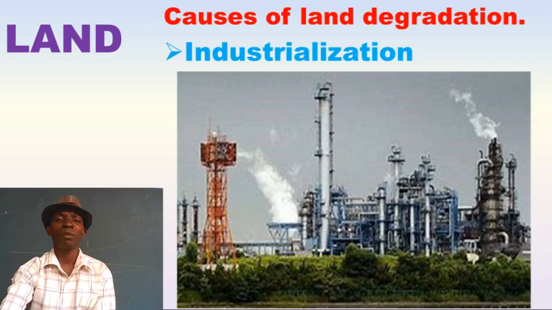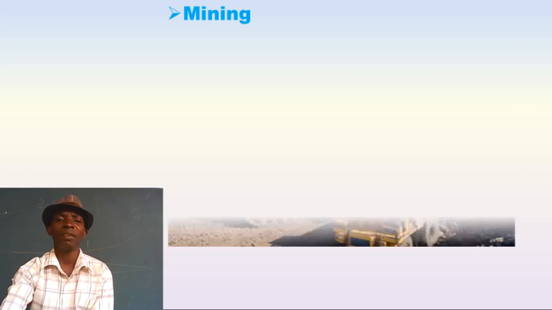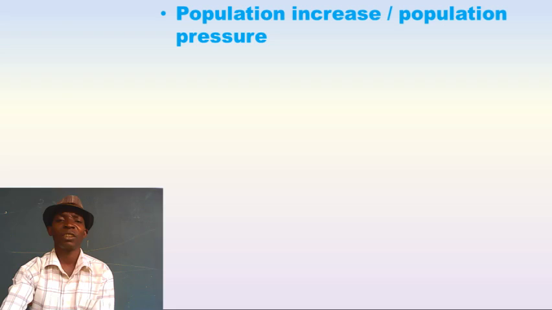So you can see most of these industries produce dangerous wastes and fumes which are dangerous to the land. In the picture there we see some industries producing very dangerous smoke, and that's very dangerous. Causes of land degradation. Mining is one of the causes of land degradation, as I had already shown you.